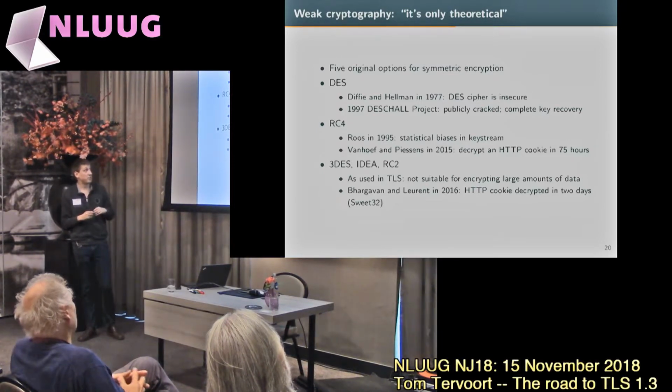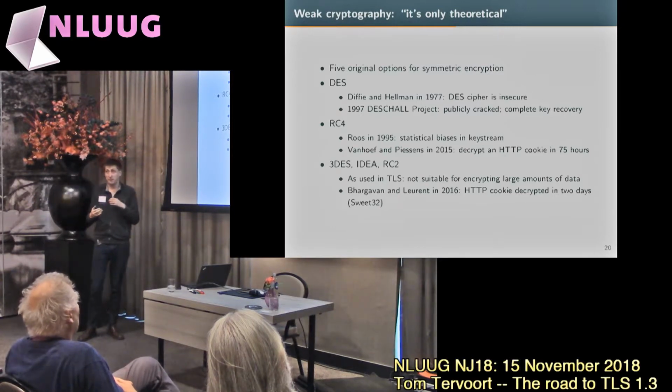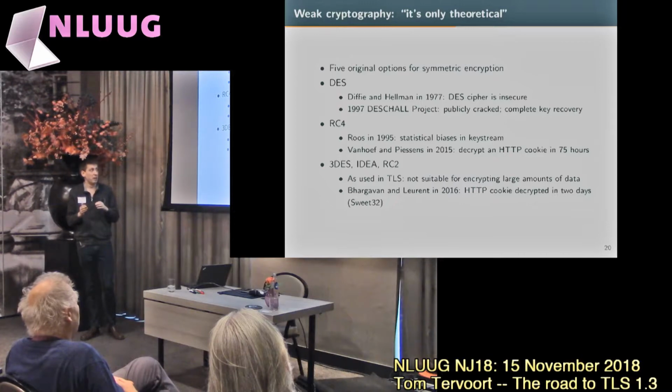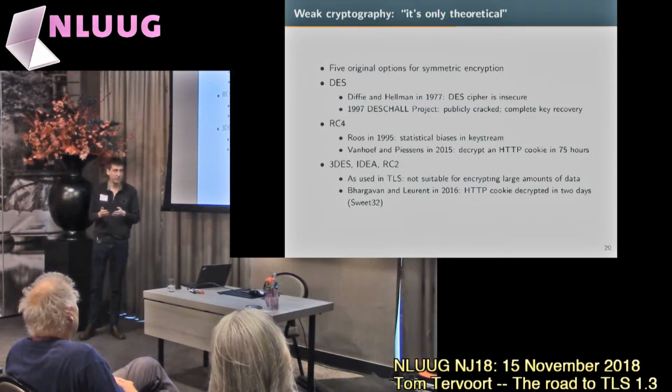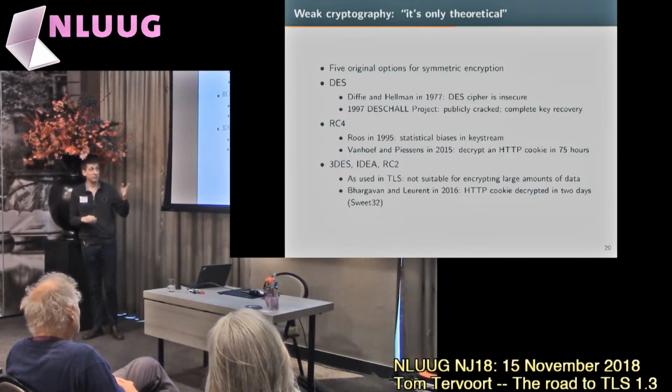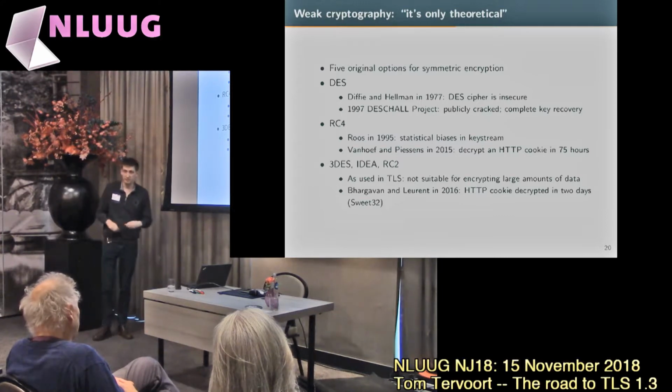The same happened with ciphers that were technically not broken, but used a small block size and weren't really suitable for encrypting a large amount of data. This problem was known, but not really considered a practical issue until people in 2016 actually managed to exploit this known theoretical vulnerability and started decrypting cookies with the Sweet 32 attack.